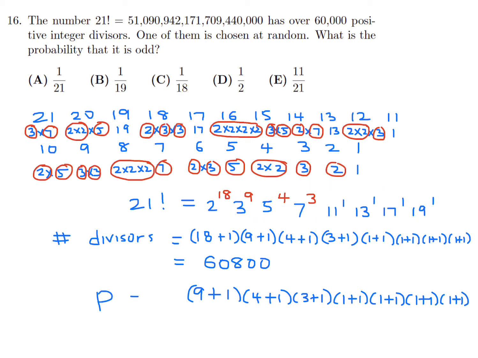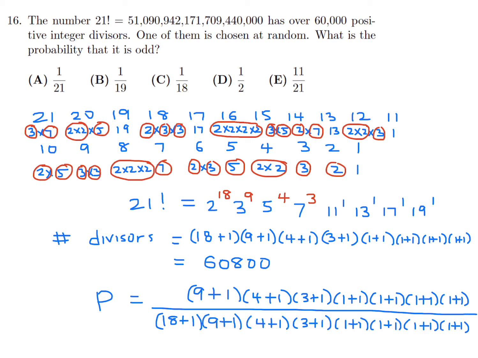Well, the probability, therefore, would be that over the total. And the total is 18 plus 1, and then all the other guys, 9 plus 1, and so on. And the cool thing is that everything cancels. The only thing that doesn't cancel is this 18 plus 1. So the probability ends up being just 1 over 18 plus 1, which is 19. So number 16, the answer is B.